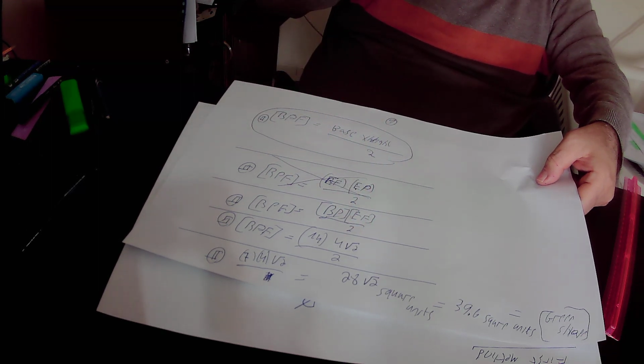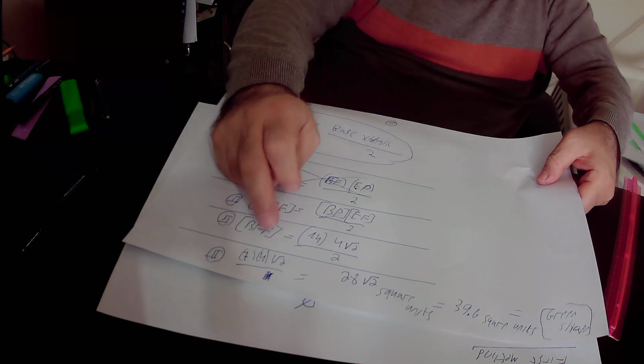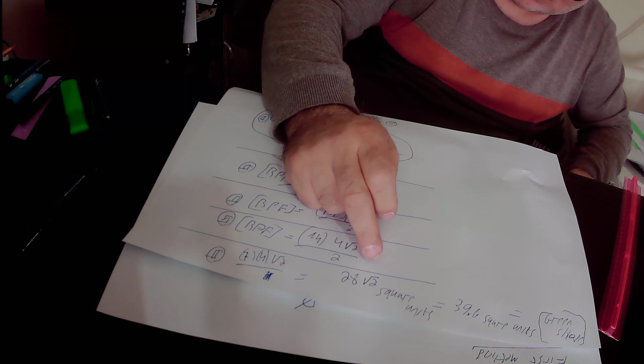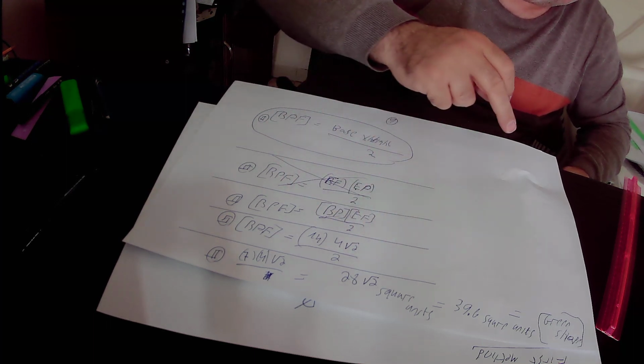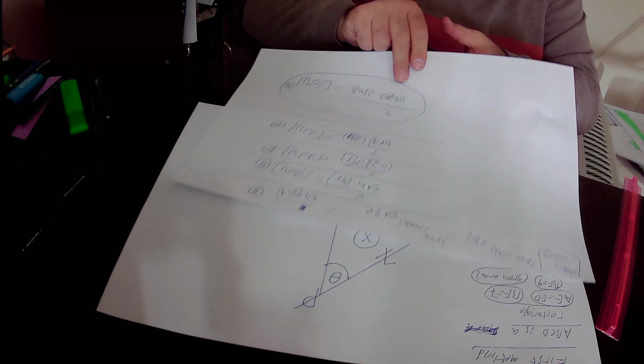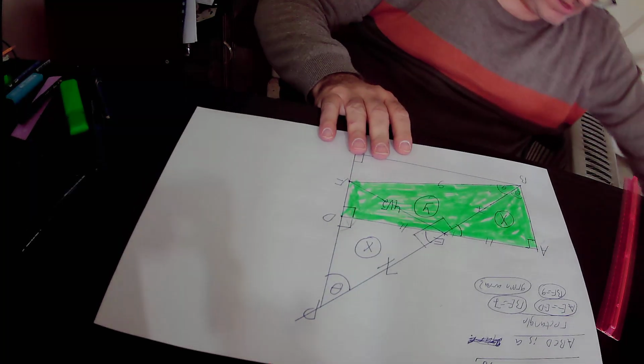So we found out that the area of the green shape equals 7 times 4 times square root of 2. That is to say, it equals 28 times square root of 2 square units. So in terms of numbers, the area of the green shape equals 39.6 square units. So that was the first method, and we can also find out the area of the green shape according to the second method.